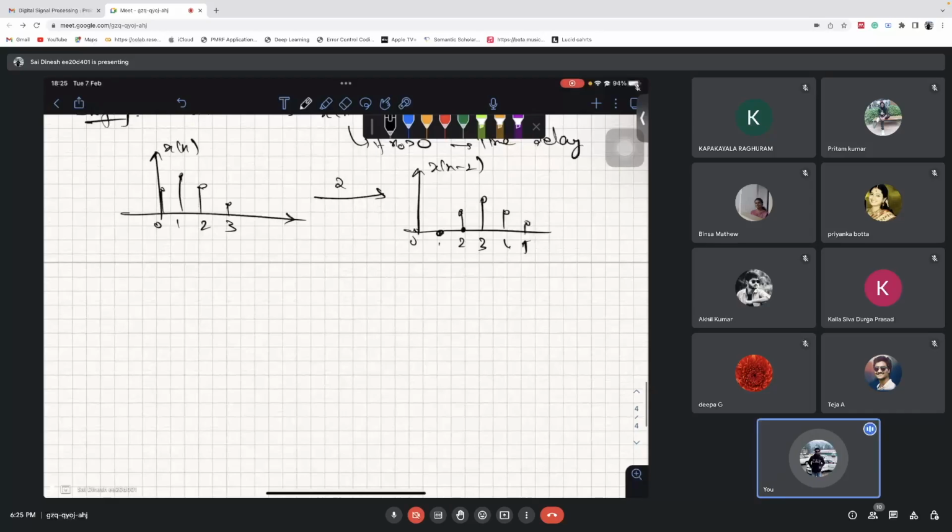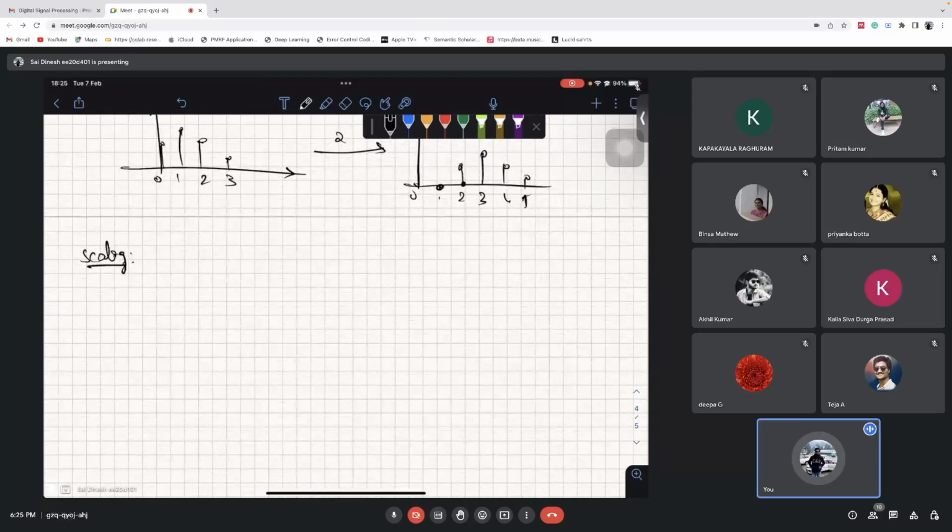And then the next thing would be scaling. So the scaling is a bit tricky here. So let's say you have a signal x of n, right? Again, let's just take another example where we have a signal, sorry, right?